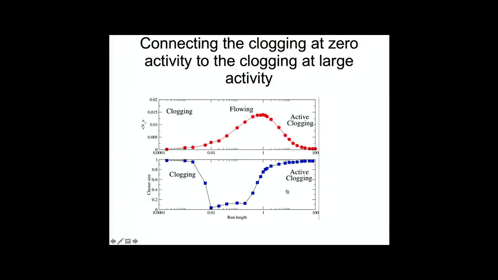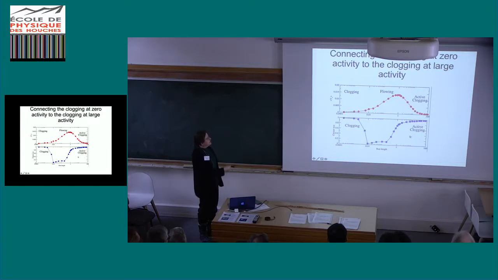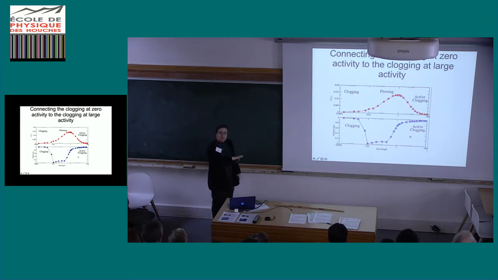So essentially what we have for the active system is that when we're at low activity, it's undergoing a clogging transition of the same type as what I showed you for the granular system. So this is kind of the granular limit. As we increase the activity, we get this actively induced flowing state. But if we increase it too much, we get an actively clogged state.